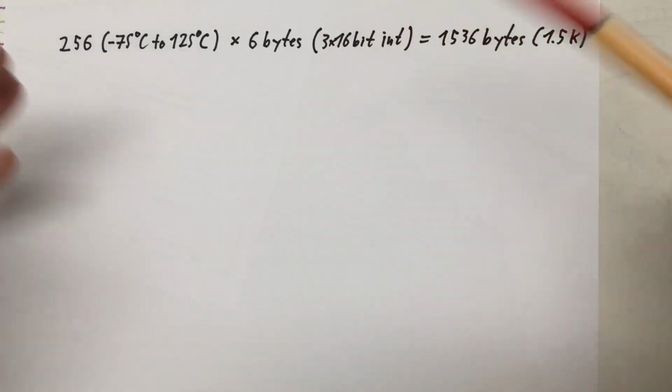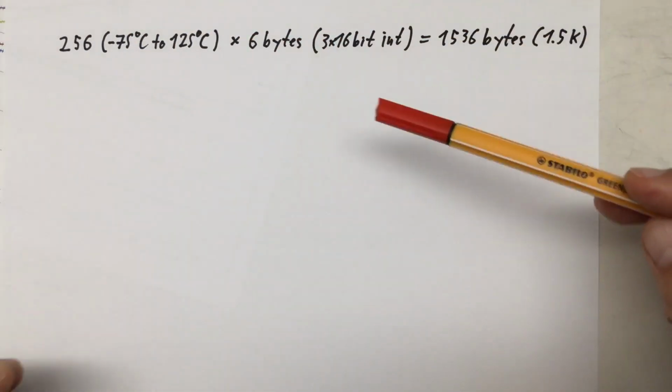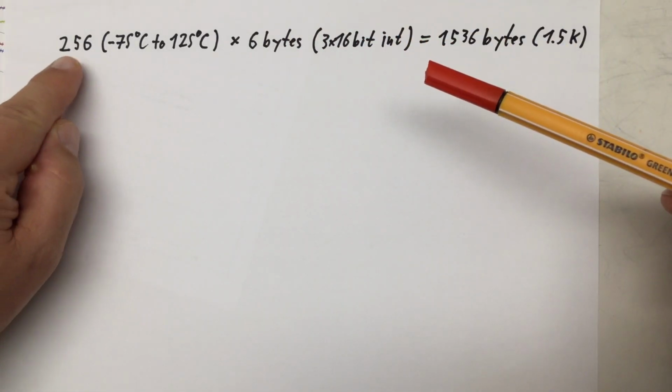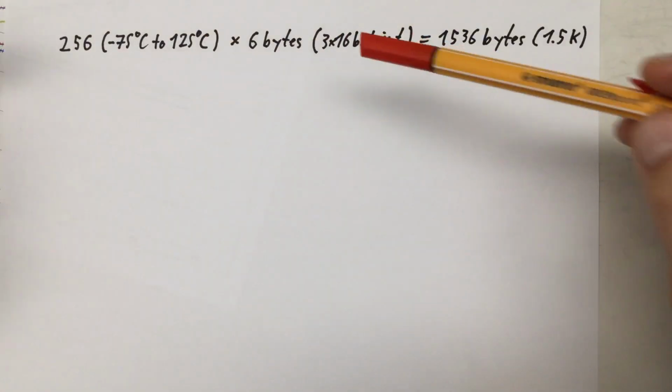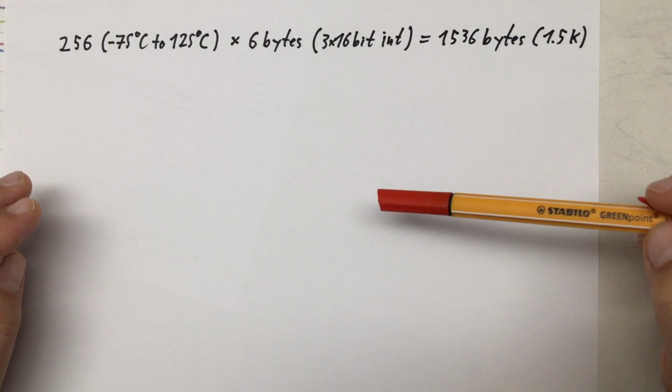So to store a complete offset table for each temperature we can measure, and that's an unsigned byte, so 256 different temperatures between minus 75 degrees C and 125 degrees C.